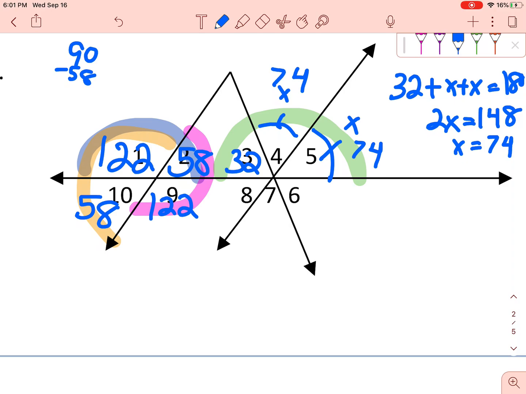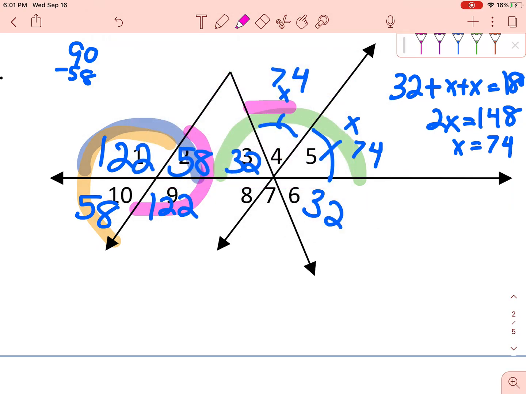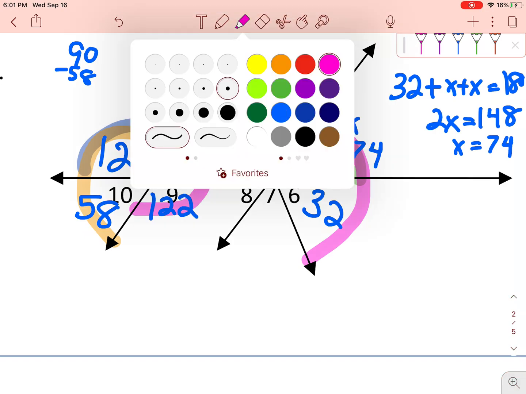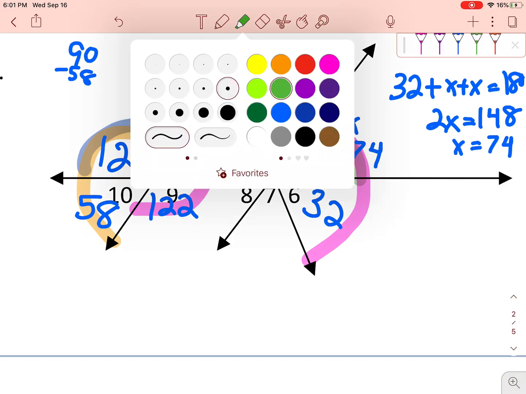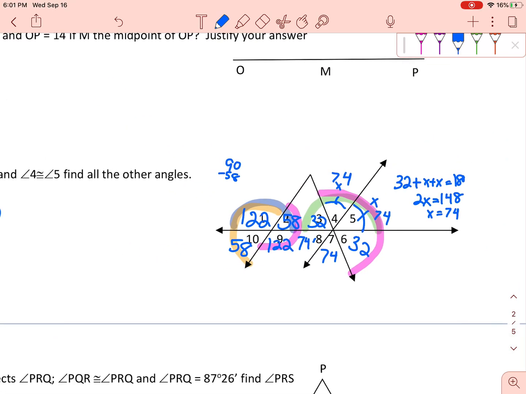Carrying what you know from the opposite side, if 3 is 32 degrees, then 6 also has to be 32 degrees. Again, you can just subtract from 180. 74 plus 74, I already know is 148, and 180 minus 148 is 32. Okay, you can continue, and then I just got another message about another number, I think 21. And then you guys can continue around. So this would be 74, and this is also 74 for angle 8.